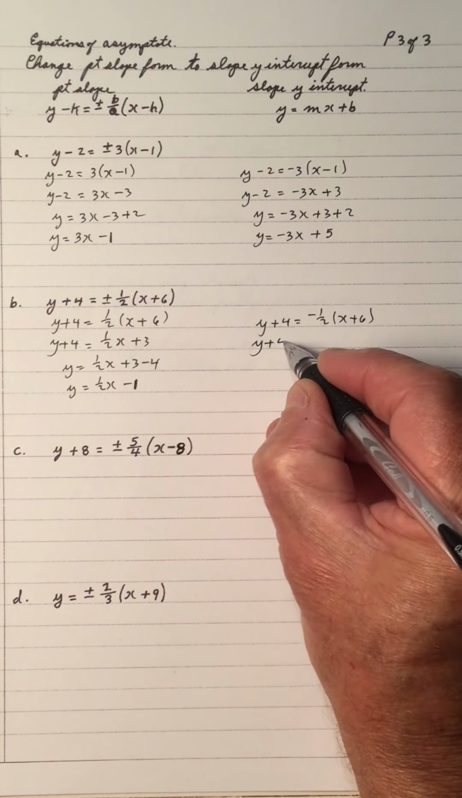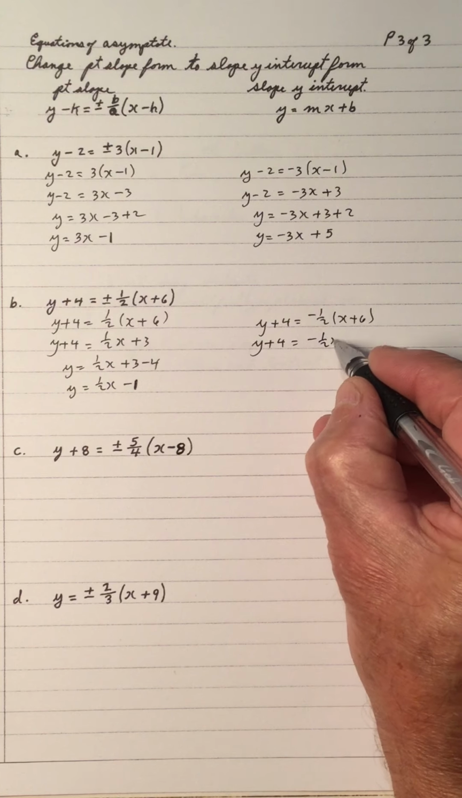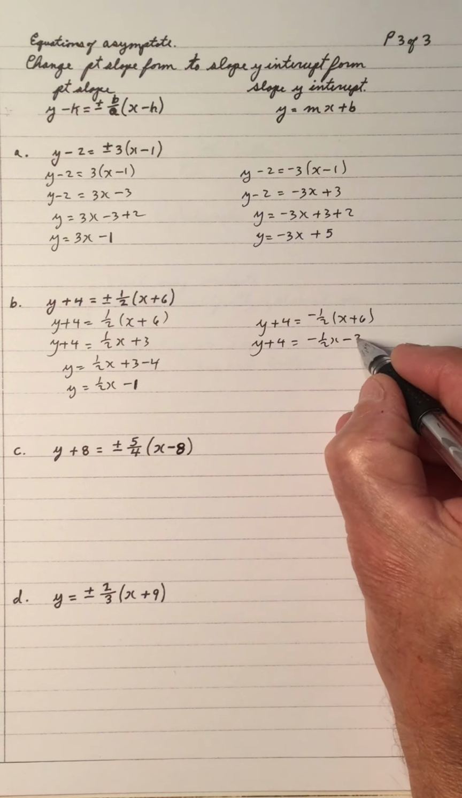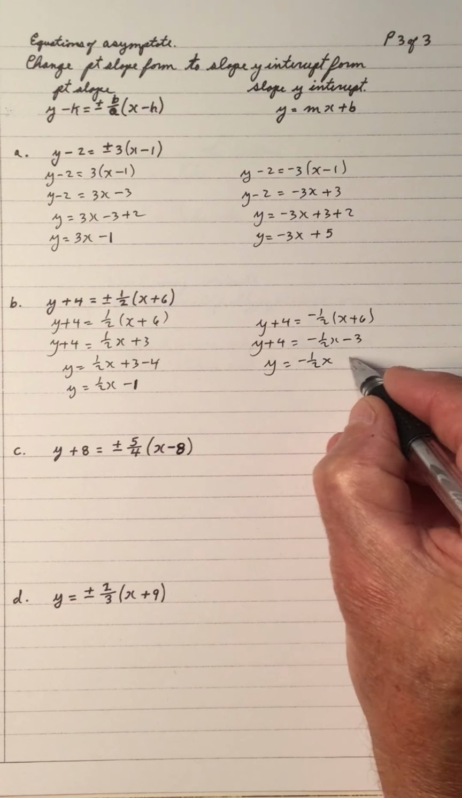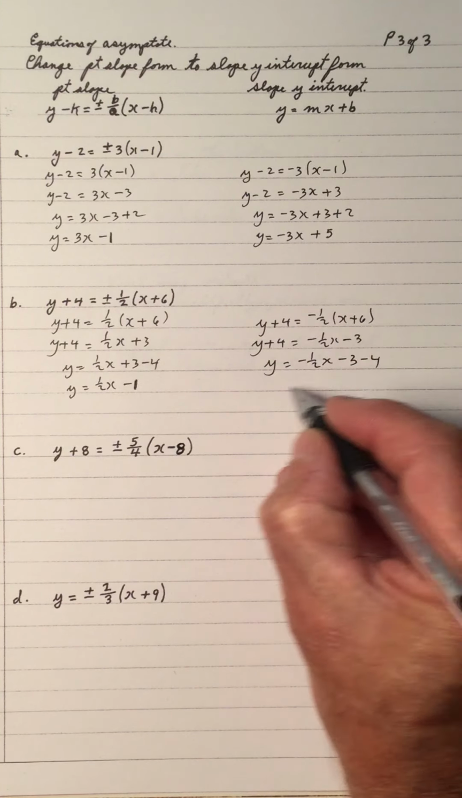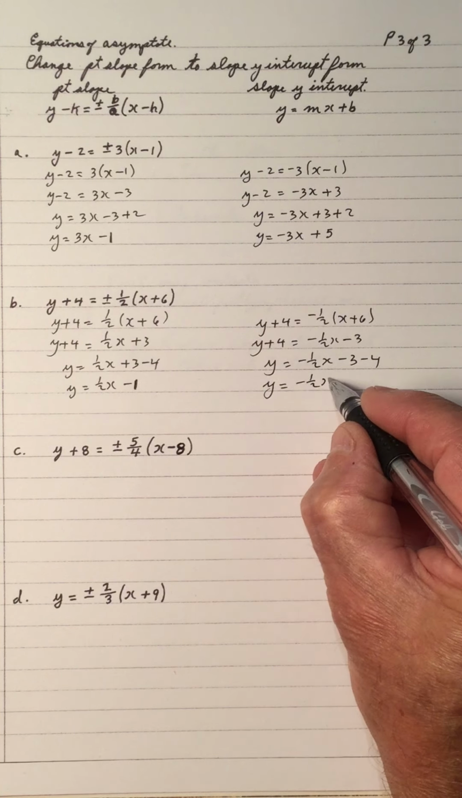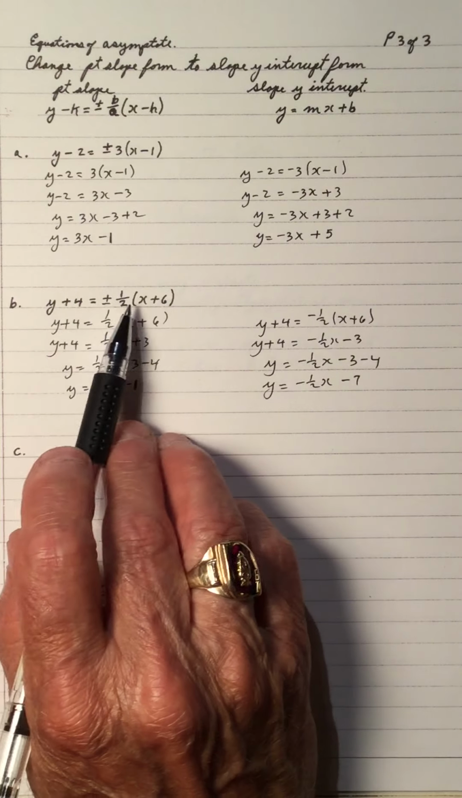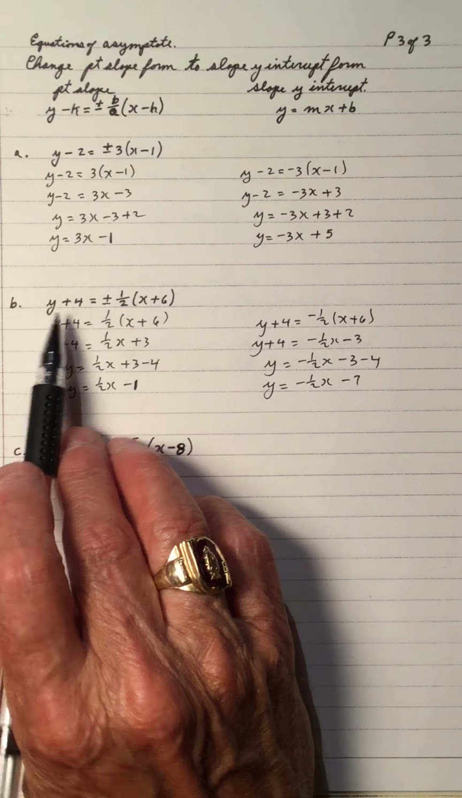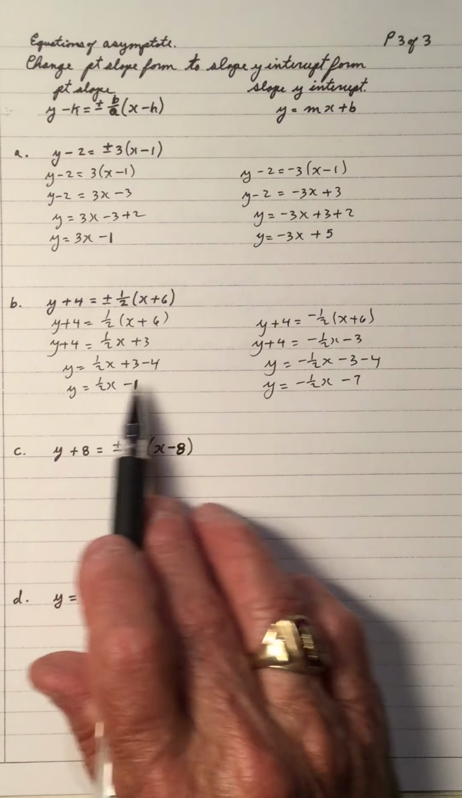And let's do the one with the negative 1/2. Negative 1/2 times x. Negative 1/2 times 6 is negative 3. So y equals negative 1/2 x minus 3 minus 4. So y is negative 1/2 x minus 7. Again, this is the two asymptotes written in the point slope form, and here's the two asymptotes that are written in the slope y-intercept form.